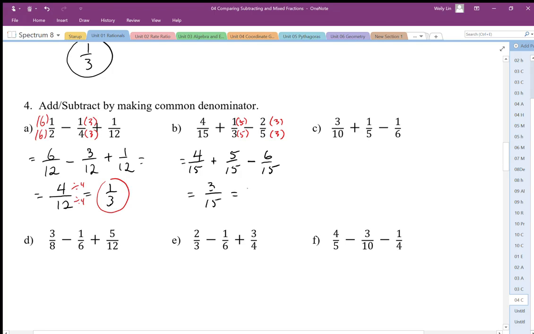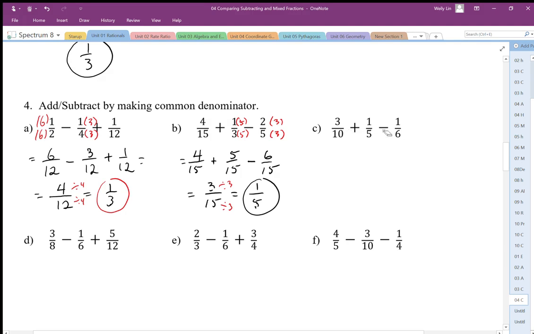Again, they share common factors, so I should divide out that common factor. So divide out that common factor of 3, and I'm going to end up with my fraction of 1 over 5 in lowest terms. Okay, so that's my lowest term fraction. 3 over 15 technically is correct, but it's implied that we should try to get lowest terms when possible.